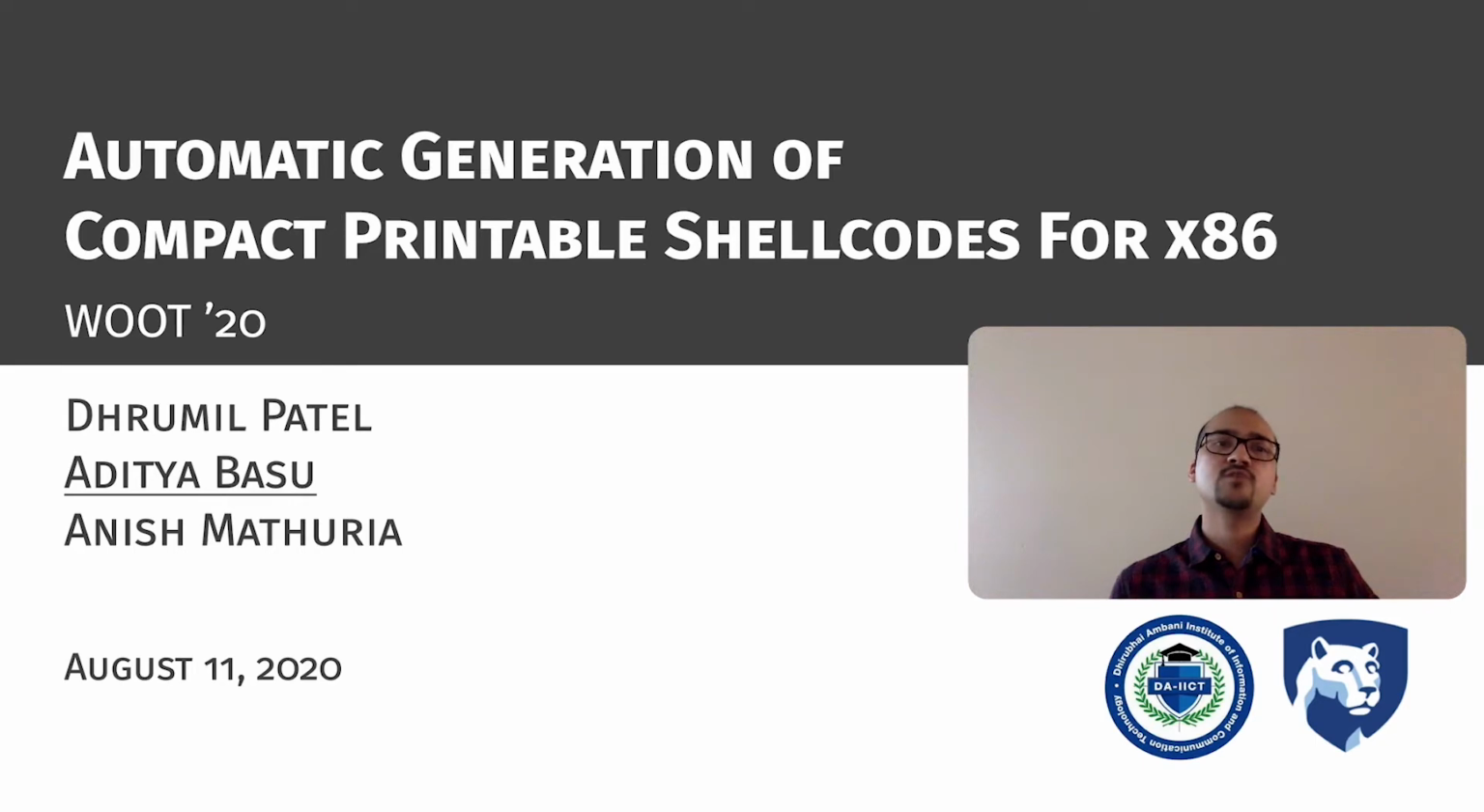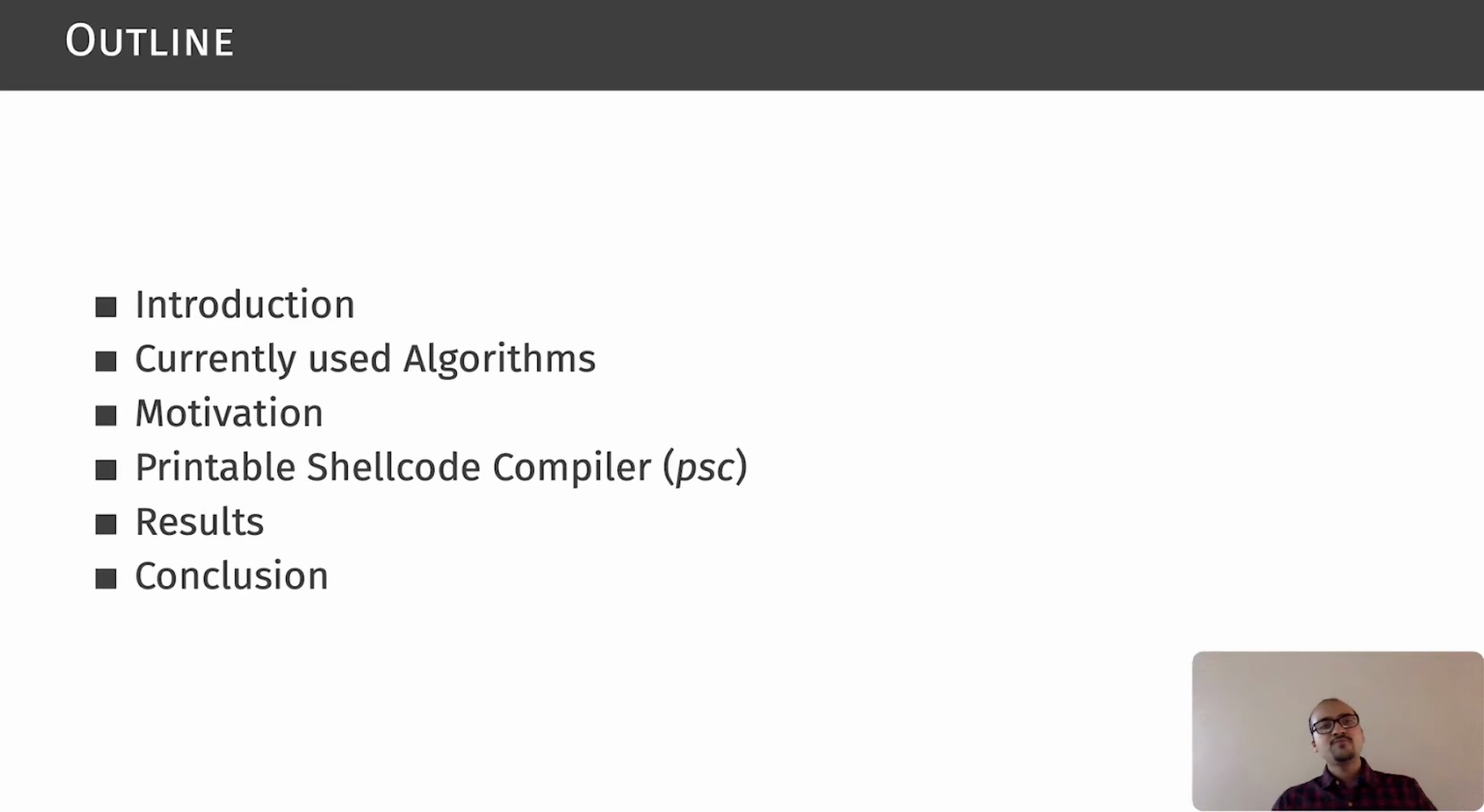Today I will be going over our work on compact printable shellcodes for x86. We will first go over why we need printable shellcodes and why we want them to be compact. Then we'll go over a couple of currently used algorithms, and then we will introduce our tool to produce even more compact representations of printable shellcodes. We call the tool PSC, or Printable Shellcode Compiler. Next, we'll go over a couple of comparison slides comparing these currently known algorithms with PSC, and in the next section, we will subsequently conclude.